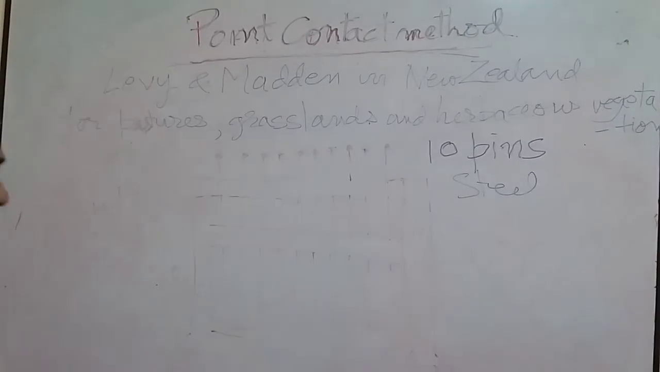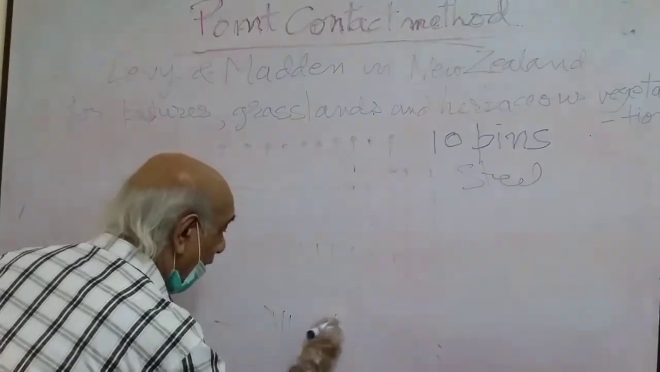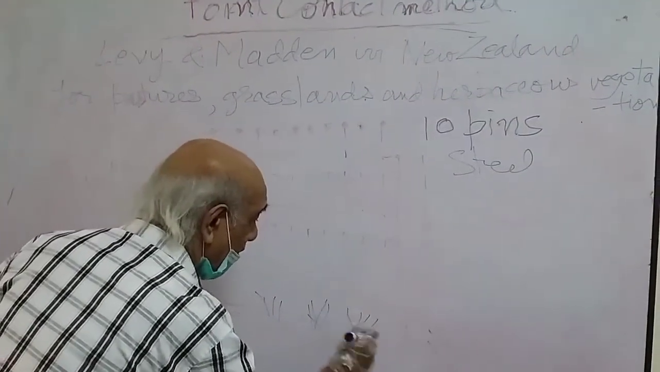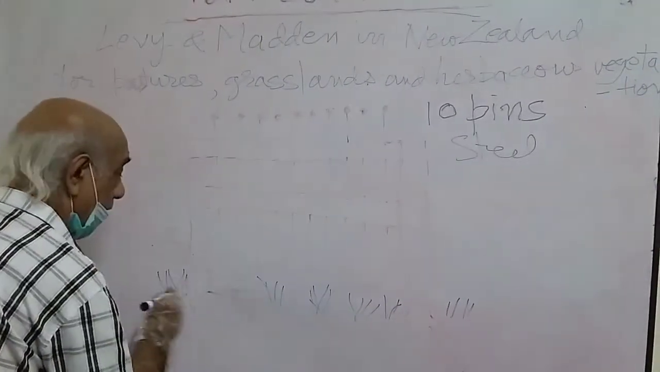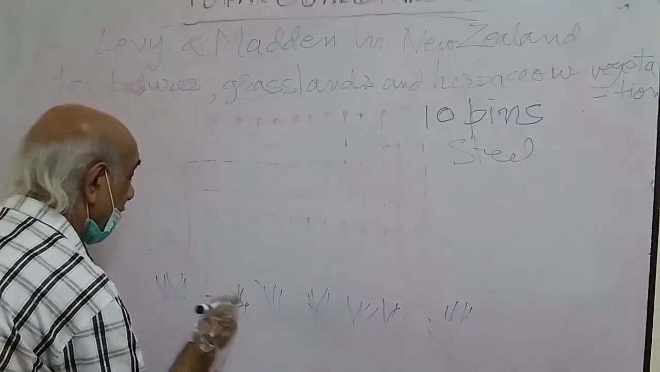These are dropped one by one in grassland vegetation. These are grasses on the land, grasses or other herbaceous plants.